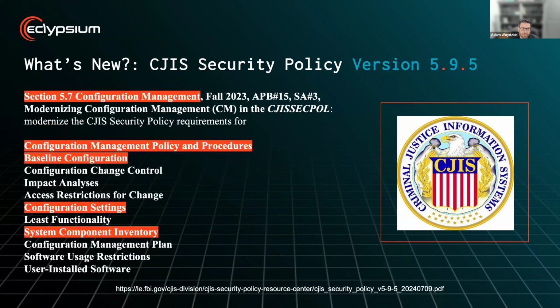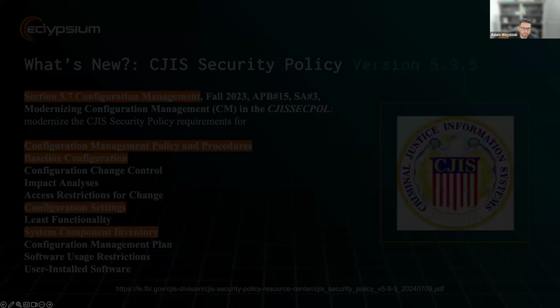Other updates in 595, so section 5.7, configuration management, or CM for short. There were a number of updates here. I handpicked a few of these that I'm going to talk about. Those are baseline configuration, configuration settings, and system component inventory. There are some others here that I have not highlighted that you may want to go back and specifically review. And again, the policy guide PDF link is there if you don't know how to find it.